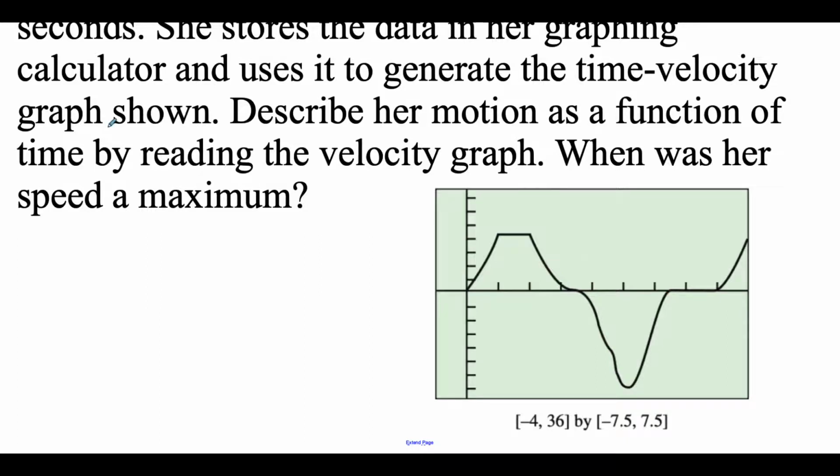So that describes her motion, but we said we also wanted to figure out when her speed was a maximum. Speed is the absolute value of velocity. So as we're looking at this velocity graph, we're really looking for the place where it's furthest away from 0. Positive velocities just mean you're moving forward. Negative velocities mean you're moving backwards. But the further you are away from 0, the higher your rate of speed is. So I'm looking down here at the bottom of this negative curve. That point is the furthest away from the x-axis, so that's got the highest rate, which would have the maximum speed. So when she was walking backwards, she achieved her highest speed.